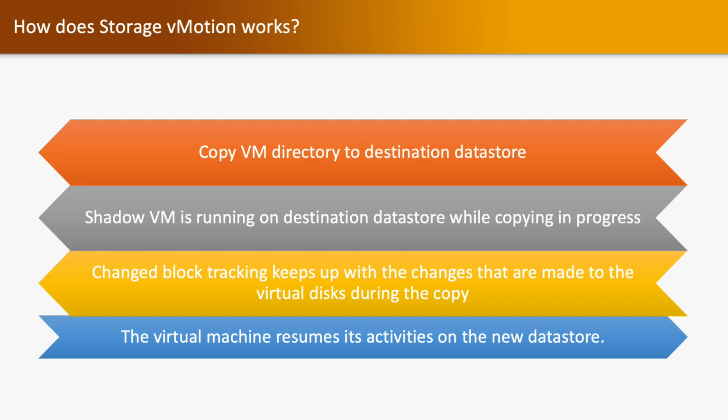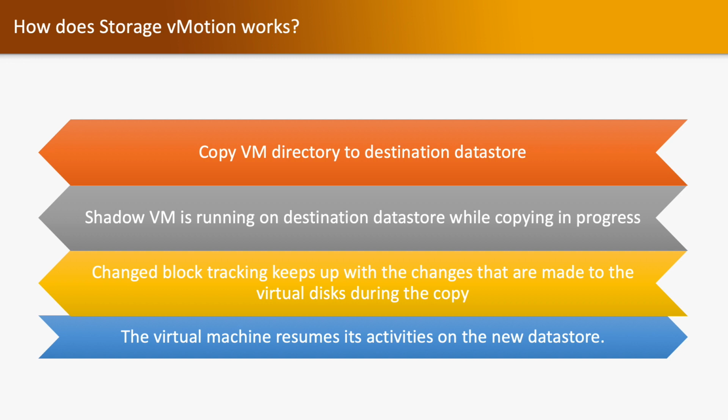How does storage vMotion work? You have virtual machine 1 running on datastore 1, which is known as the source, and you want to migrate that VM from datastore 01 to datastore 02, which will work as the destination. What will happen? It will copy the virtual machine directory to the destination datastore, and while copying, it will create a shadow VM on the destination datastore.